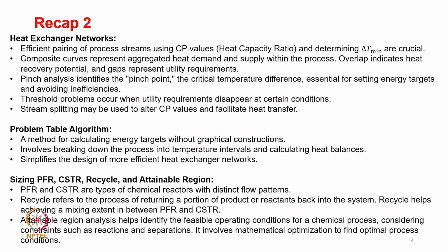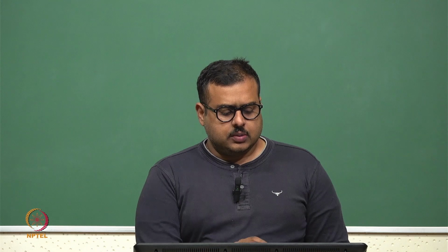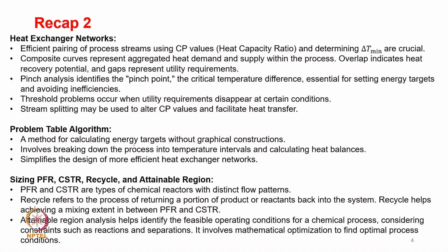And we also learned about threshold problems when utility requirement disappear at certain condition. And we also talked about stream splitting using CP values. Then we learned about an algorithm which is known as problem table algorithm, which is a method of calculating the energy and the targets without graphical construction.